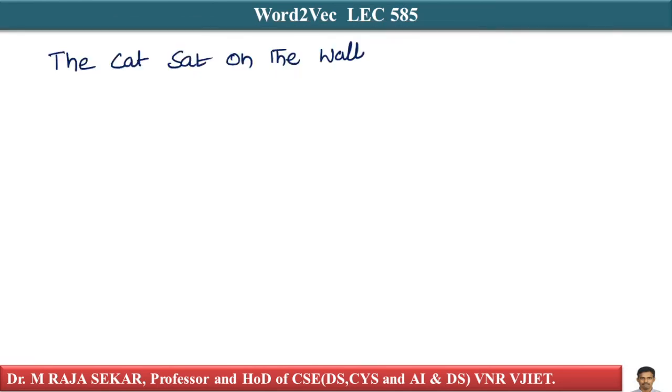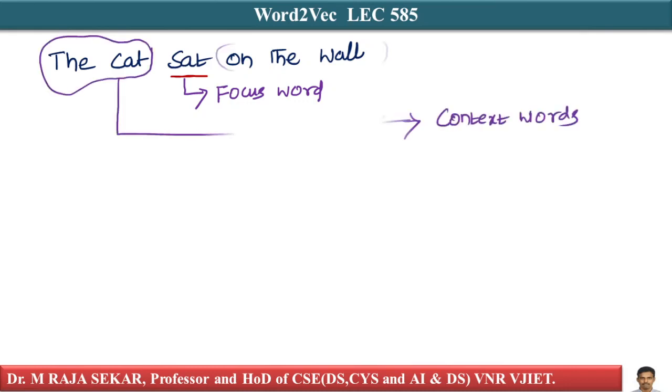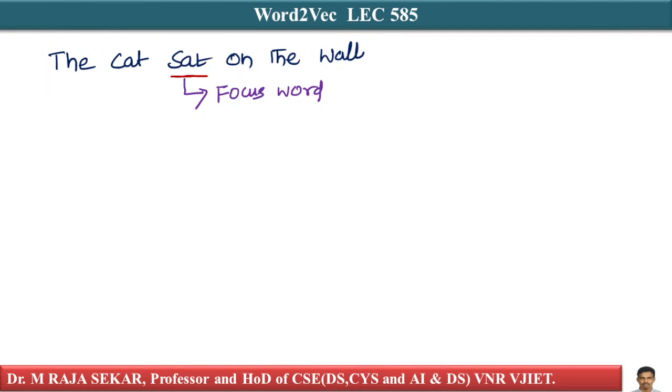Before we go to Word2Vec, let's understand a couple of very simple concepts. Let's assume I have a sentence like this: The cat sat on the wall. Let me define a couple of things. Let me consider the word sat. I can take any word and call it a focus word. Let me assume sat is a focus word. Then all the words which are around this word are called context words.